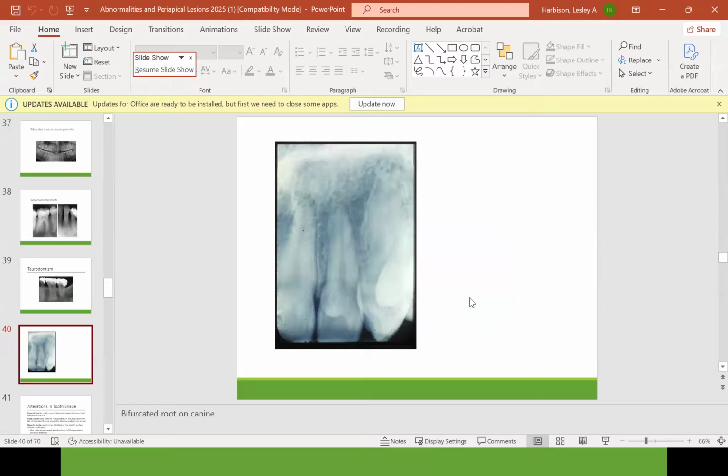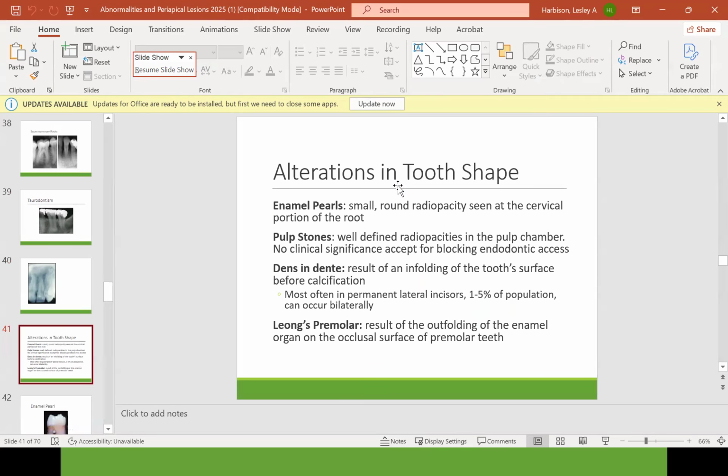I think there's a couple things going on here, but the canine specifically is bifurcated. It's kind of hard to see, but it's bifurcated on the roots of the canine on slide 40. And then 41, alteration in tooth shape. We have more. So there's enamel pearls. That is a small round radiopacity seen on the cervical portion of a root. It's like some enamel that migrated down and is actually on the root surface.